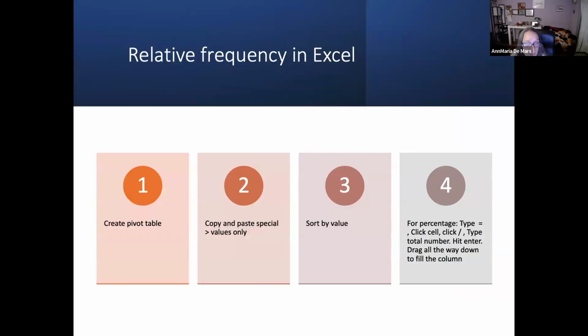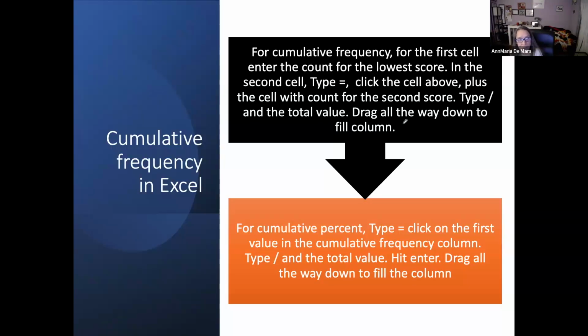Relative frequency in Excel, you can create a pivot table. For cumulative frequency, for the first cell, you enter the count for the lowest score. In the second cell, type equal, click the cell above that, plus the cell with the count for the second score, type a slash in the total value, and then drag that all the way down. So that'll give you the cumulative frequency.